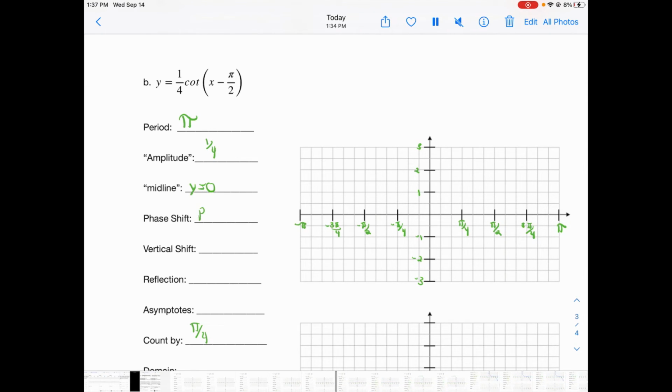The phase shift is right pi over 2. I get that from what's inside the parentheses. And my vertical shift is none, so I'm not adding or subtracting anything to the fraction. There's no reflection. I'm not multiplying by a negative.